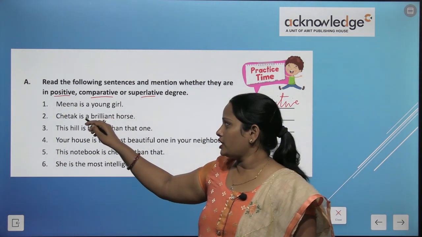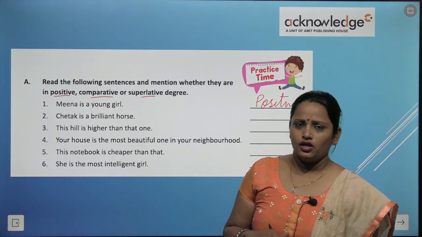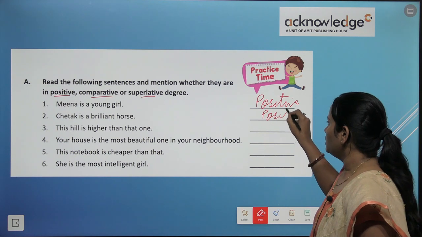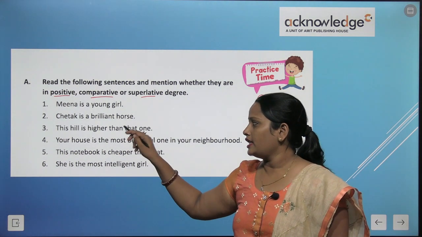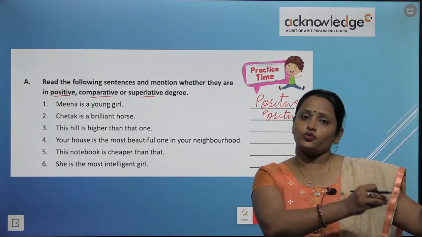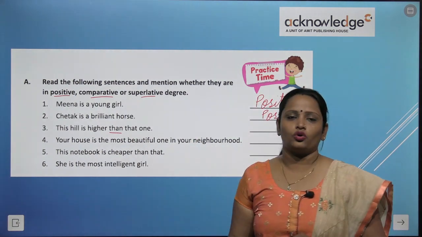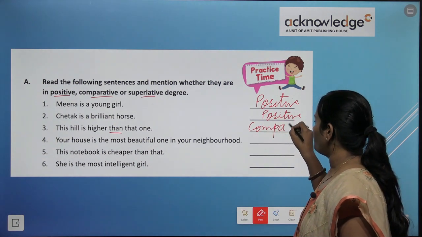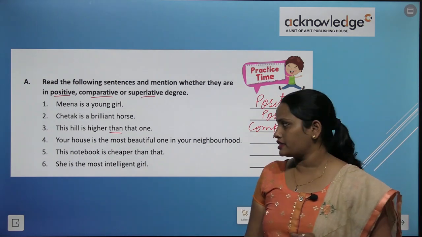Next is Chetak is a brilliant horse. यहाँ चेतक की बात हो रही है और किसी की भी बात हो रही है क्या? No. So again here we are using the positive degree. Next, this hill is higher than that one. ये वाला हिल उस वाले हिल से हायर है, ऊंचा. और than भी लगाया है हमने, तो कौन सी डिग्री है? Yes, this is comparative degree. This is comparative degree.